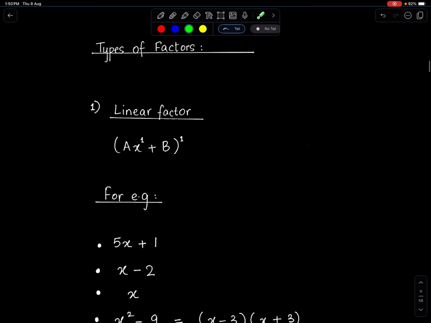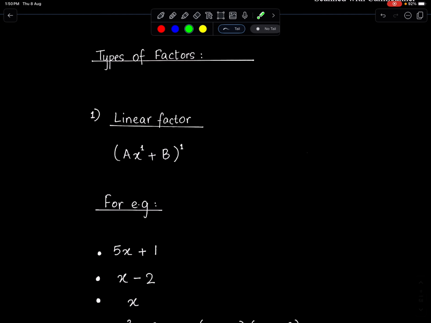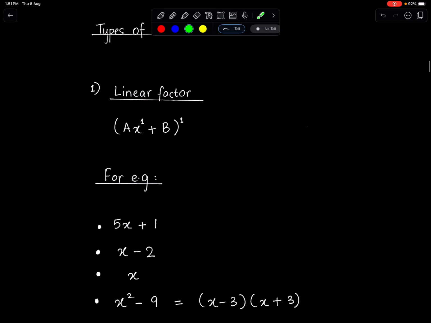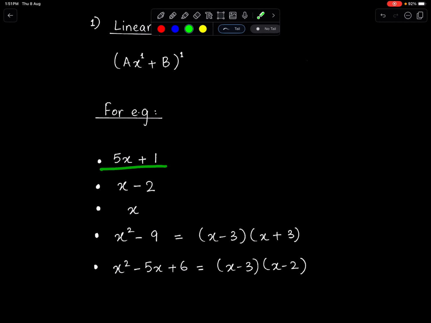The third step, types of factors. There are three types of factors in the P3 syllabus. Linear factor. Well, this is the structure of a linear factor, ax plus b. Because the power of the variable is 1 and the power of the expansion is also 1. And these are some examples. 5x plus 1, x minus 2, just x.